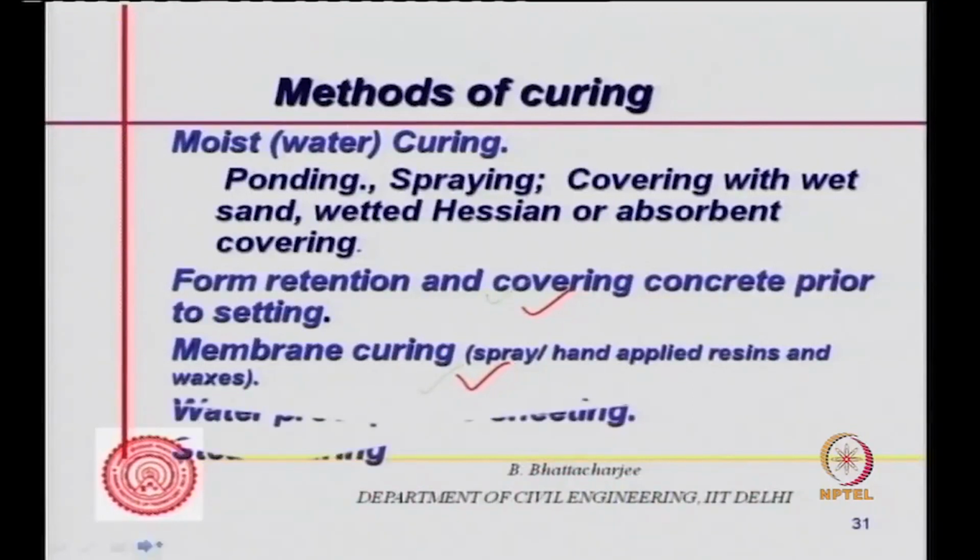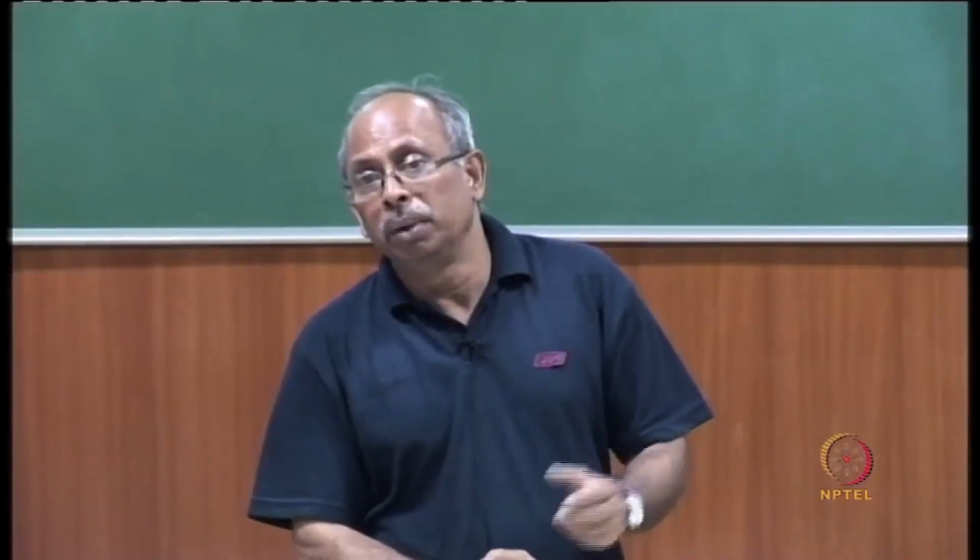Then you have steam curing. Waterproof plastic sheeting some people have used, and steam curing. Steam curing is used where you want to get accelerated strength. Maybe you are doing pre-stressing and you want to do the pre-stressing quickly, and that's where you use this.